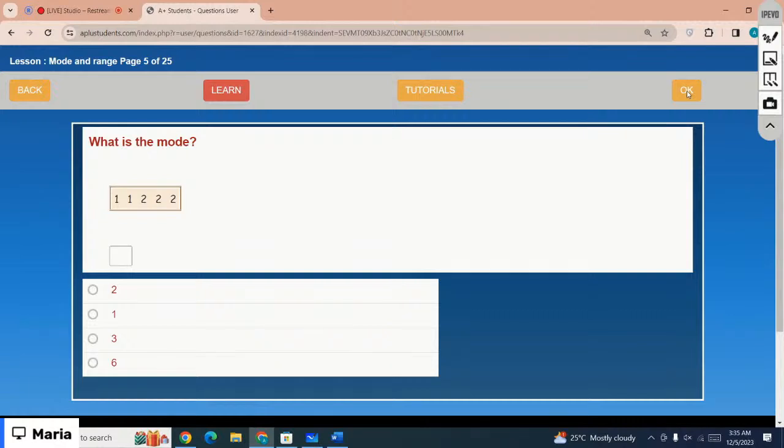Okay, the next one is, what is mod? Which is the correct option? Mod is the number that appears the most of the time in the data. So which number appears most of the time in the given values?